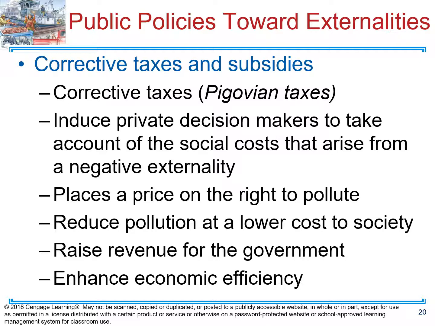Pigouvian taxes are named after Arthur Pigou, who lived from 1877 to 1959. He states the ideal corrective tax equals the external cost. For activities with positive externalities, the ideal corrective subsidy equals the external benefit. Basically, the idea is to align private incentives with society's interests.